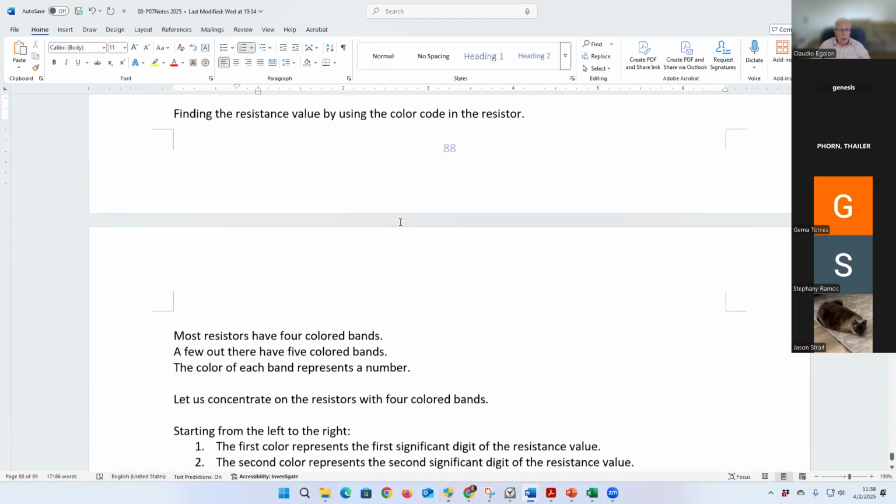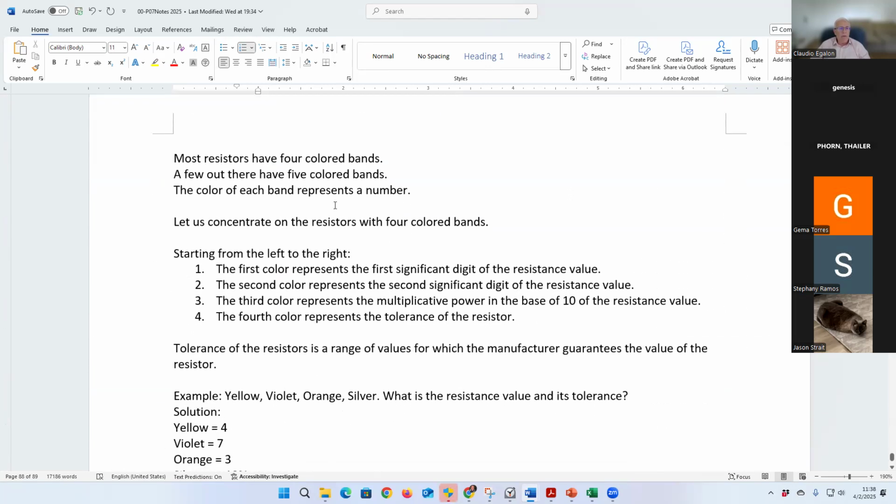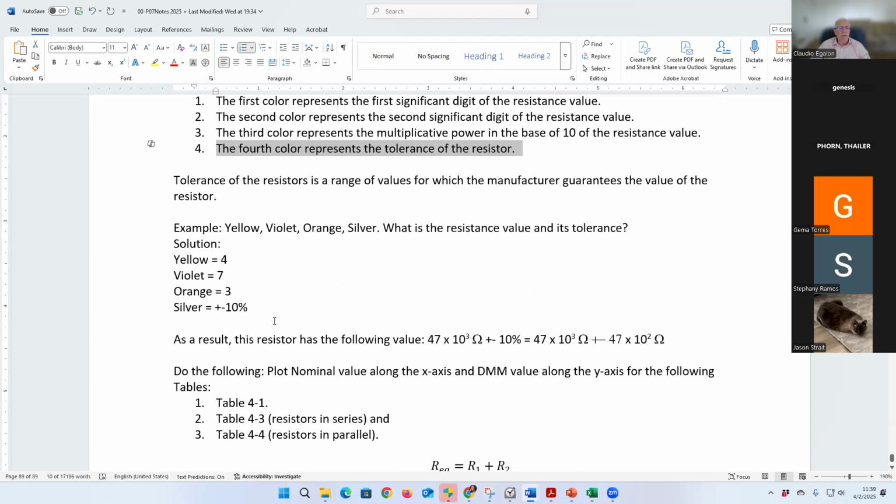Let's see here. I have this step by step. A few out there have a 5 colored band. The color of each band represents a number. The first color represents the first significant digit of the resistance value. The second color represents the second significant digit. The third color represents the multiplicative power in base 10 of the resistance value. And the fourth color represents the tolerance of the resistor. And here I have an example. Yellow, violet, orange, silver. Yellow is 4, violet 7, orange is 3. Silver is a tolerance of plus and minus 10%.